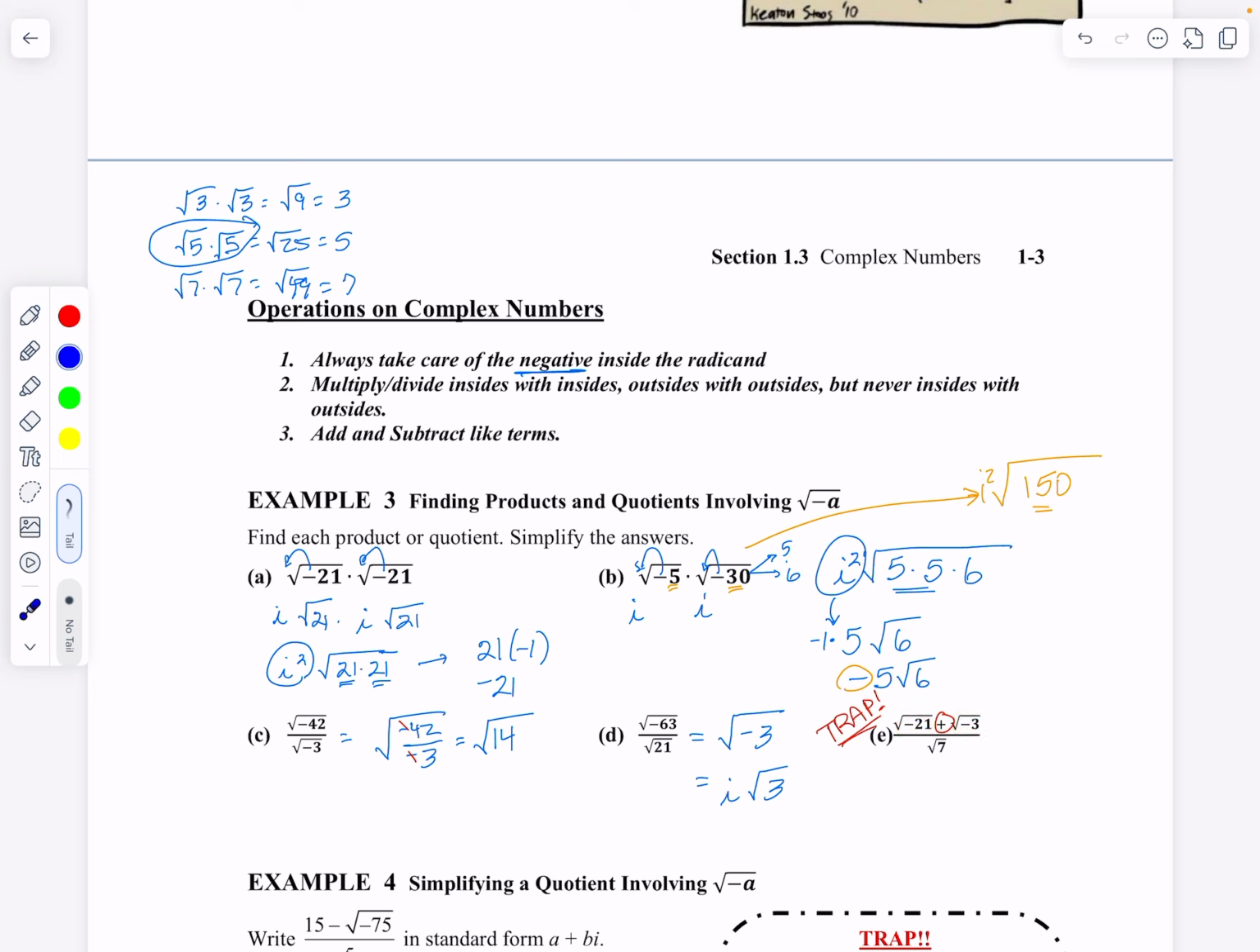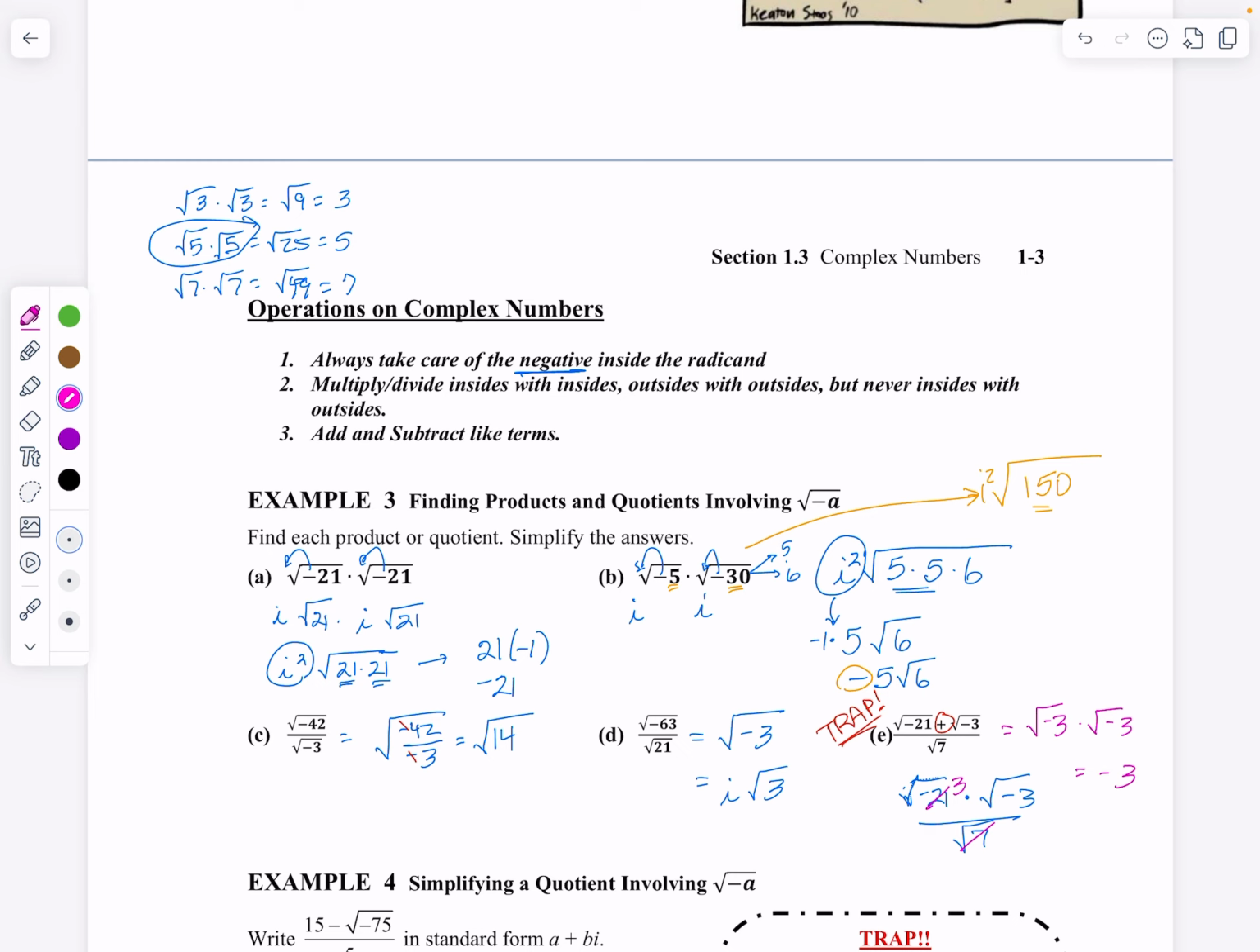Okay, but let's change this problem. Let's change it to the square root of negative 21 times the square root of negative 3 over the square root of 7. So when there's a times there, then you can actually divide that 7 into the 21. So 7 goes into 21 3 times. So I wind up with a square root of negative 3 times the square root of negative 3, which is just negative 3.